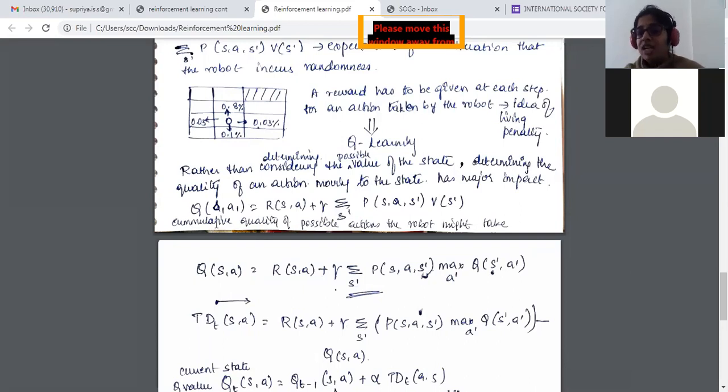Okay, so cumulative quality, as I told, Q of S comma A, a state and an action. I'm going to call it Q of S comma A, which is nothing but a cumulative quality of all possible actions the robot might take. This is very important, the one that I've noted over here: a cumulative quality of all possible actions the robot might take.